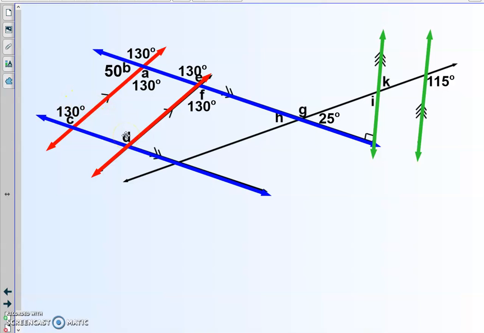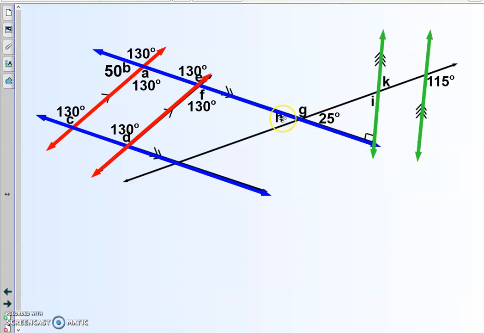How about this D? Well, this letter D has no name or direct relationship with the original 130 degree angle, but it is corresponding with this 130 degree angle, or it's corresponding with that 130 degree angle, or it's alternate interior with that 130 degree angle. So we can work our way all around these blue and red angles just by knowing our vocabulary.